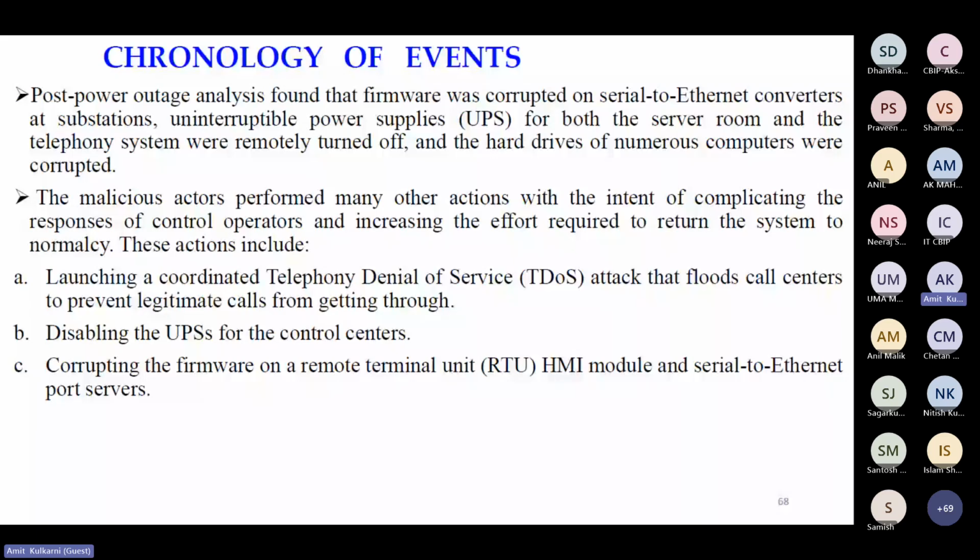Then a telephony denial of service attack was initiated, which saw a flood of calls to call centers, preventing legitimate calls from being acted on. That is, there was a flood of calls generated by the attacker coming to the IP-based telephony system, which prevented the actual legitimate calls from being acted on to restore the supply. Then the firmware of RTU and serial to Ethernet ports was also attacked.